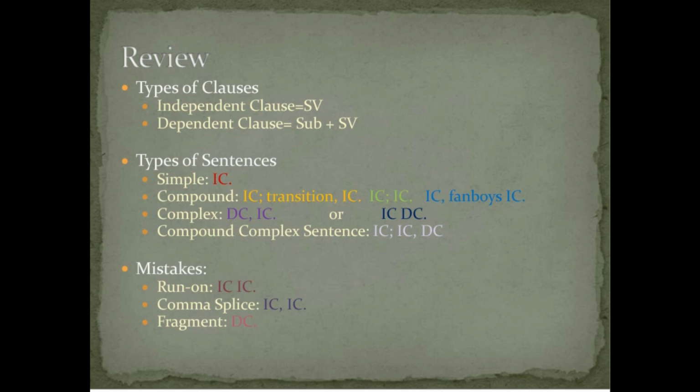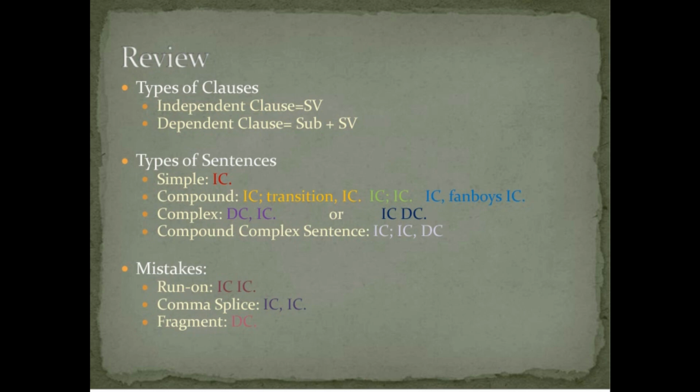The trickiest one is the compound complex sentence. The compound complex sentence has to have at least two ICs and a minimum of one DC. And the punctuation is also not easy. We said you look at the same punctuation rules when you're connecting two ICs, and you look at the same punctuation rules when you connect IC and DC in a complex sentence, except for one exception: you do put a comma after IC.